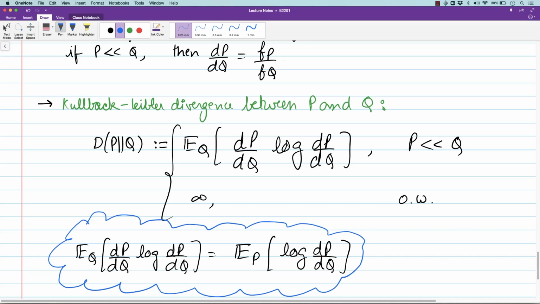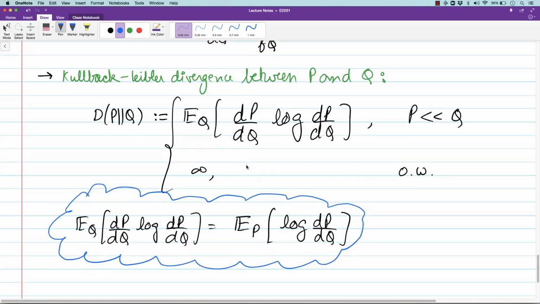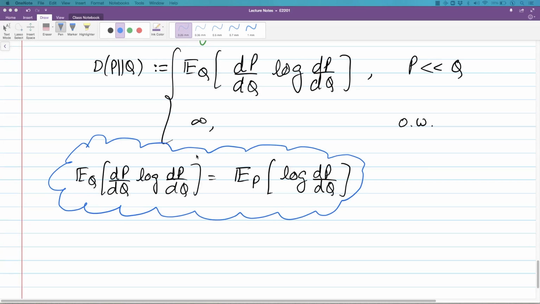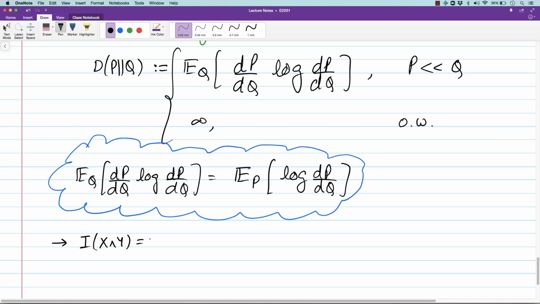Now that we can define this, we can also define mutual information as before. Mutual information between X and Y, general random variables, which can be continuous valued, is simply the divergence between P_XY and P_X times P_Y.